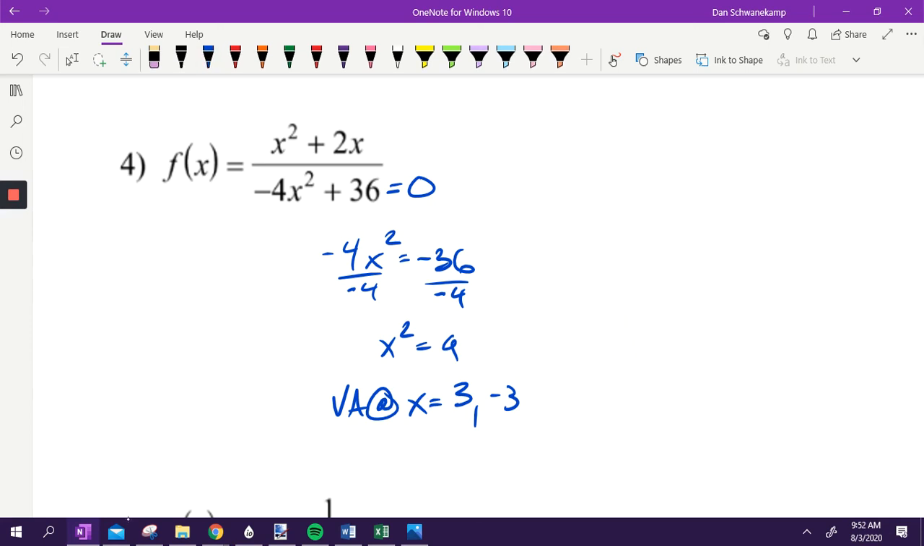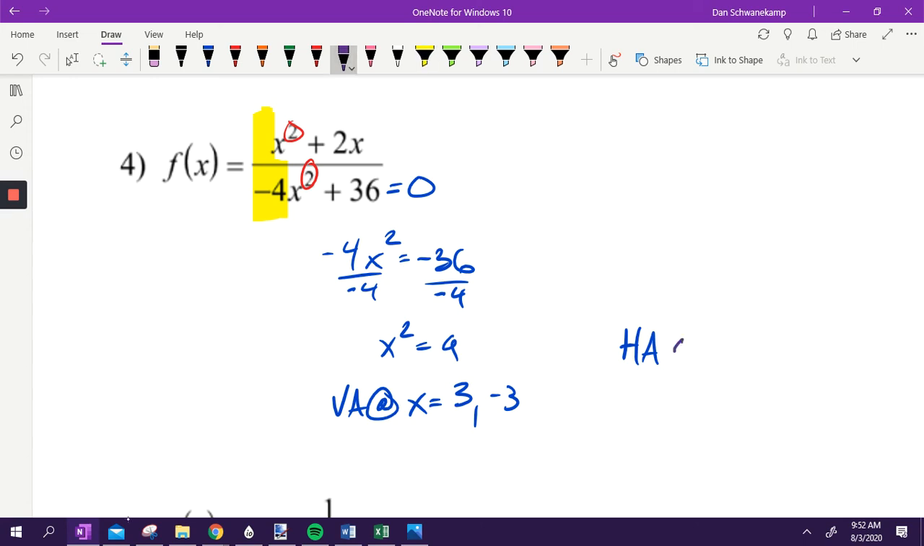What is the biggest exponent on top? 2. What's the biggest exponent on bottom? 2. They're both 2. Cool, they match up. That means I'm going to look at leading coefficients to tell me the horizontal asymptote. On top, it's a 1. On bottom, it's a -4.